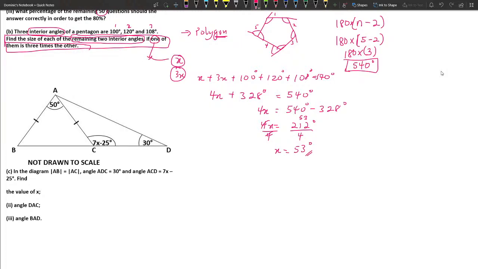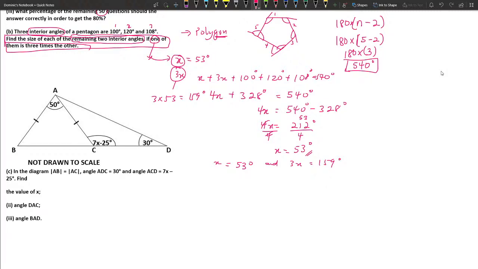And that one, which represents the x, is equal to what? 53 degrees. It's 3 times the other, so the other one is 3 times this, so we have to just multiply to find the 3x, which is 3 times 53, which should give us 159 degrees. So the two angles: the first one is 53 degrees, which represents the x, and then the second one, which is 3x, is what? 159 degrees. We'll be doing more of this.